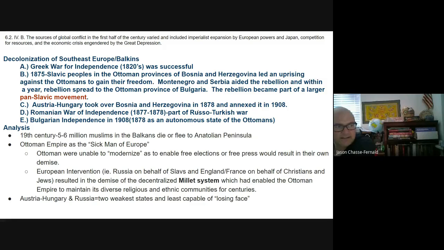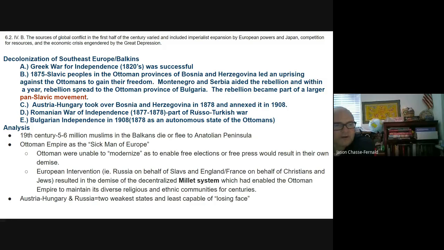Right, Bosnia, Herzegovina, Austria-Hungary. And I have a tendency to write AH, so I better write that in there. Austria-Hungary, right? Austria-Hungary will take it over, and then by 1908, Austria-Hungary will officially annex it. Right? They will officially annex it, and make it part of their state.